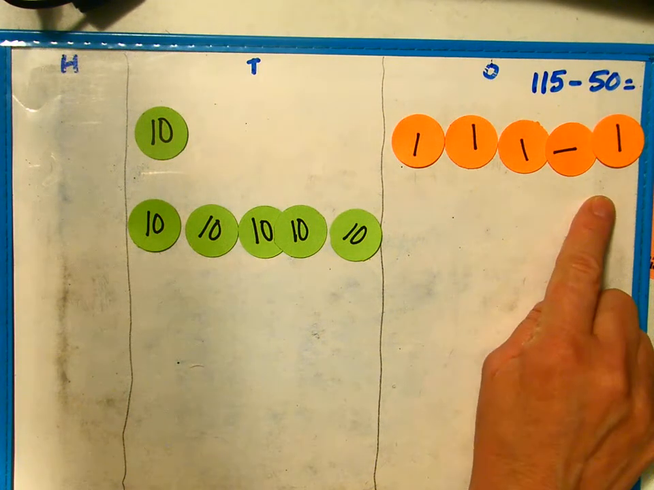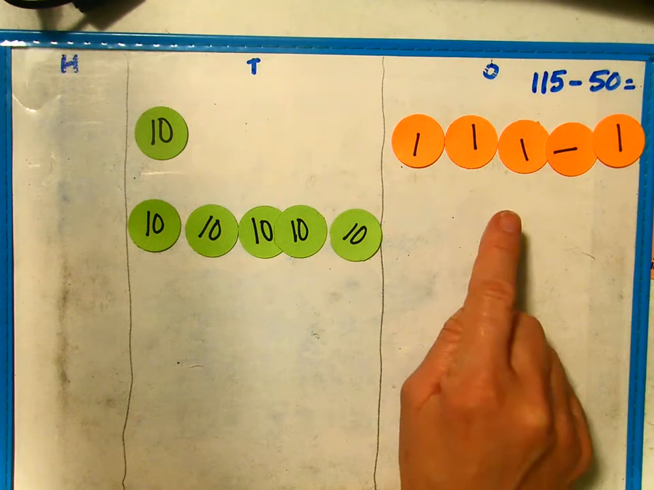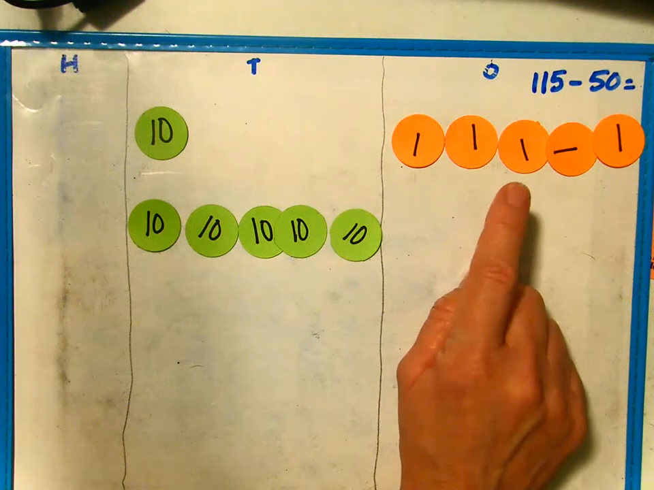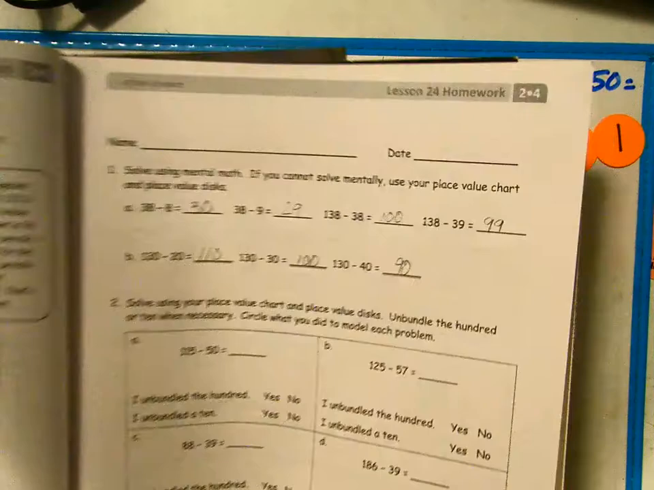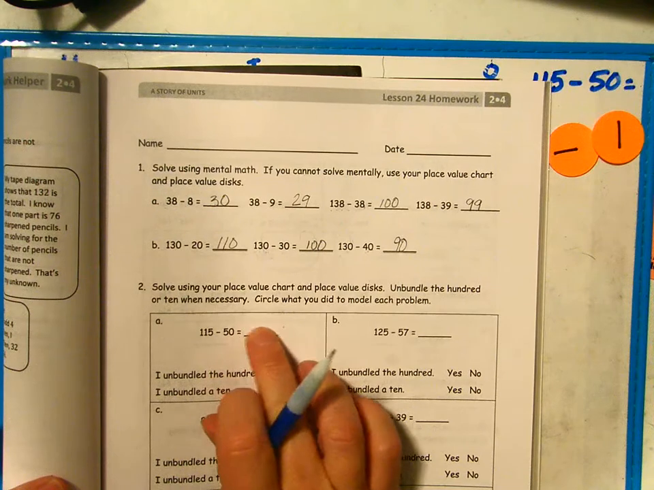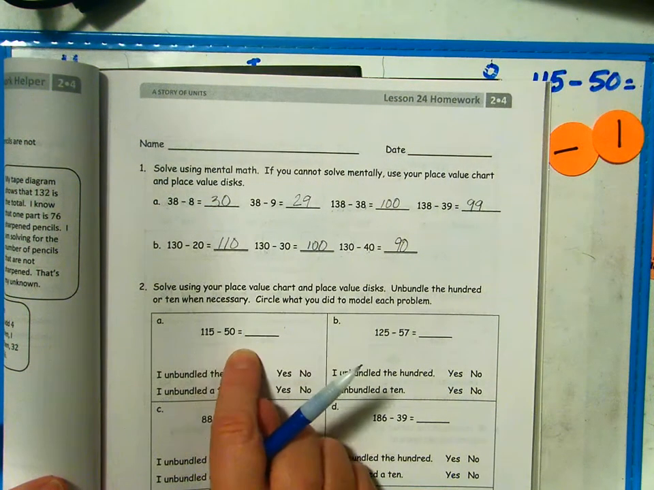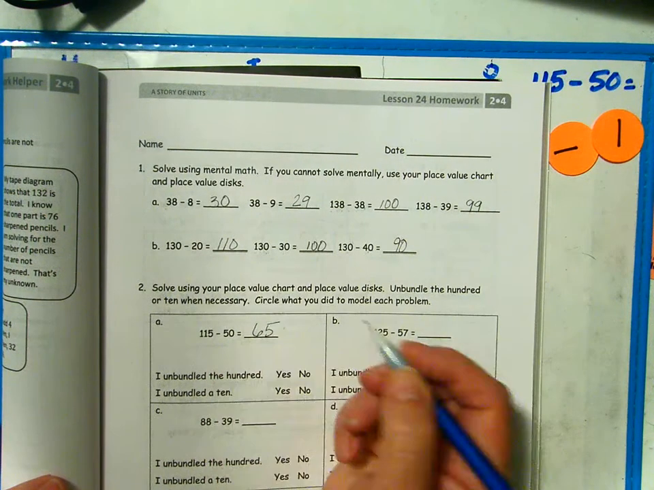And we didn't change our fives at all, I'm sorry, we didn't change the ones. There are 5 ones. So we have 65. I'm going to take my book back and write that into the sum here on A: 115 minus 50 equals 65.